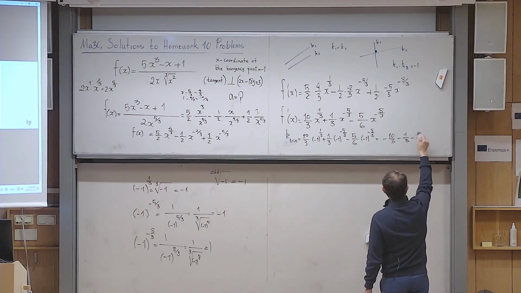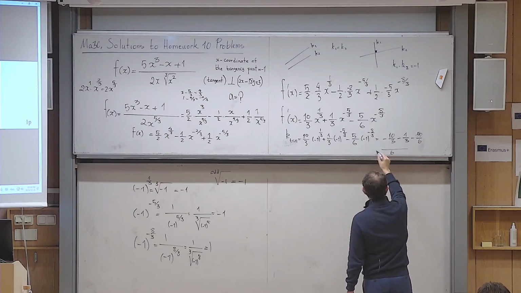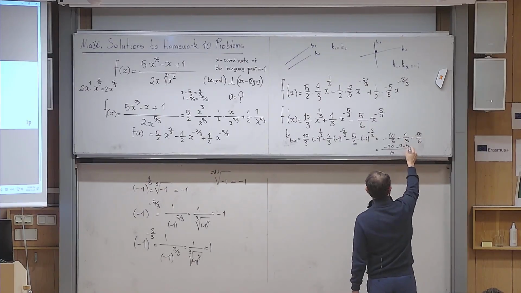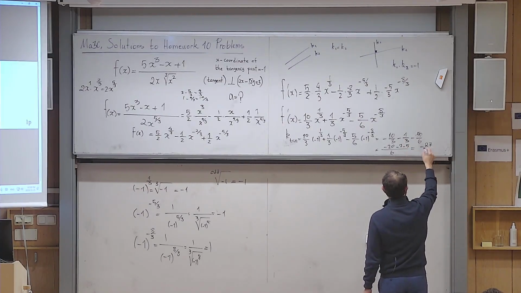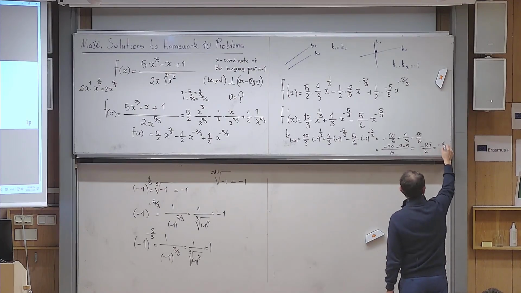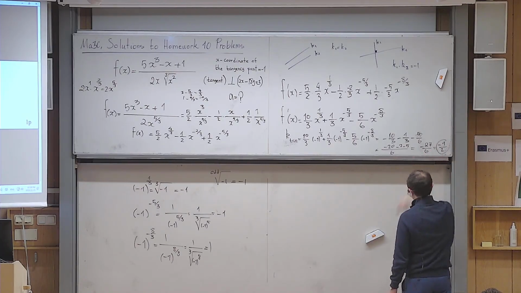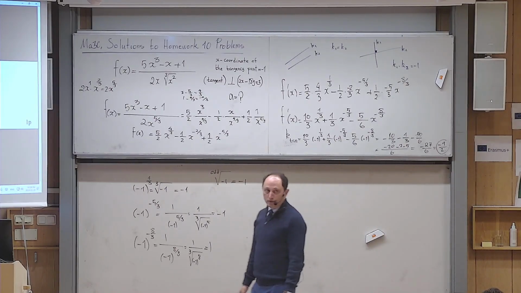Yes? And then I take the common denominator to be 6. 2 times minus 20, 2 times minus 2, 1 times minus 5. So it's minus 27 over 6. I divide by 3, minus 9 over 2. So this is the value of the derivative.